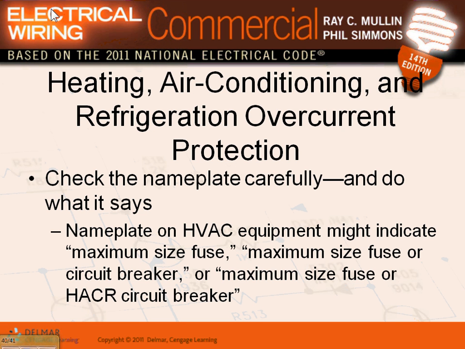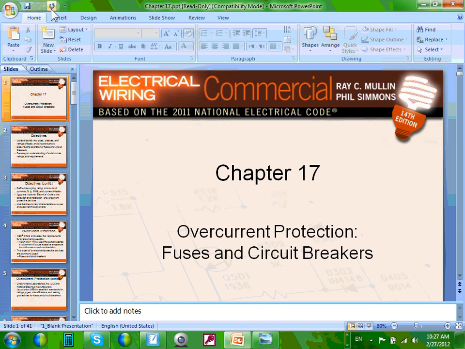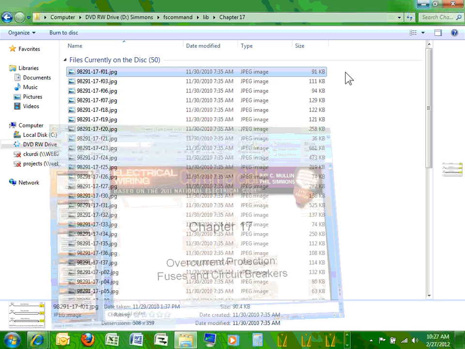If it says they need a fuse, do you put a circuit breaker? No, you put a fuse. They usually tell you a fuse and the size of the fuse that you want. Maximum size, and they indicate if it's a fuse or a circuit breaker. So you have to give them a fuse or a circuit breaker for HVAC equipment. Okay, I want to show you guys a couple of pictures.